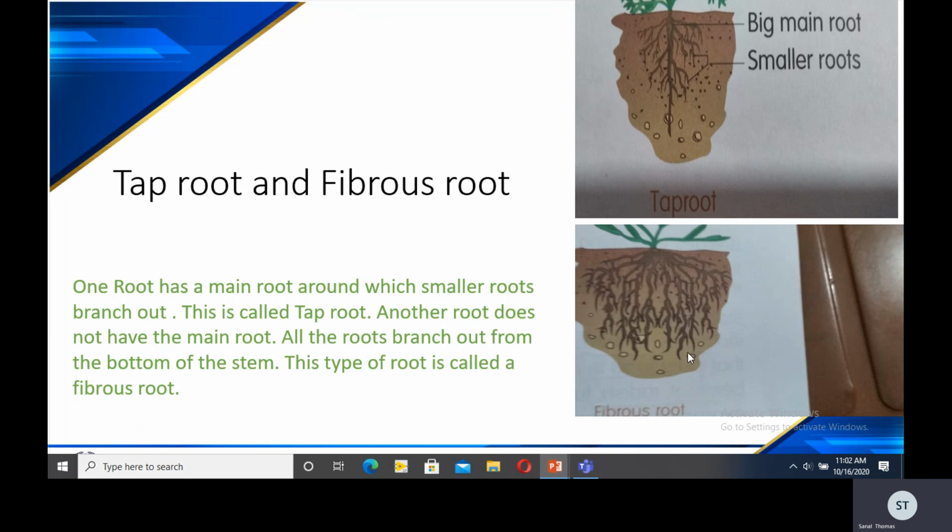So what is the difference between taproot and fibrous root? Yes, by observing this picture you can see a root that has a main root around which smaller roots branch out. This is called a taproot. When you look at this picture, you can see one big main root and some smaller roots. That is the peculiarity of the taproot. Another type of root does not have a main root, and all the roots branch out from the bottom of the stem. This type of root is called a fibrous root. By observing this figure, you can see there is no big main root, but all the roots are branching out from the bottom of the stem. So this is called a fibrous root.